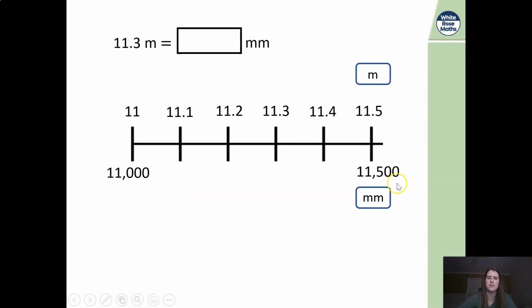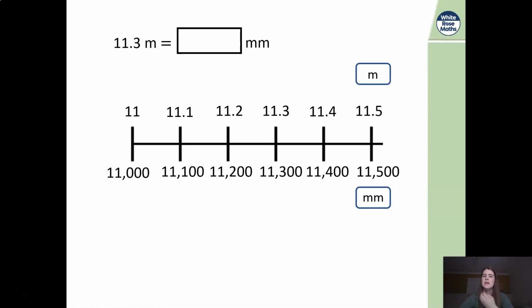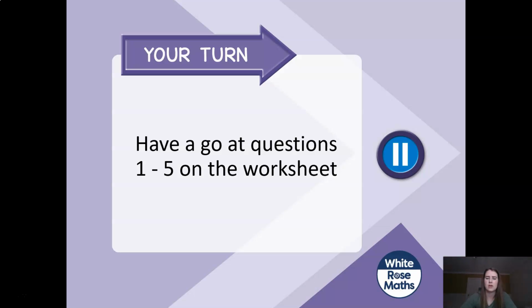So you think, well, how do we get from 11,000 to 500? Divide that by 5 is going to be 100. So each one is going to go up by 100. Okay, so now that we know that, let's have a look at where 11.3 is. We can see 11.3 there is the same as 11,300 millimetres. Easy peasy. Okay, now that you know that, have a go at questions 1 to 5. If you're stuck and need a bit of a recap, go back and pause the video towards the beginning so that you can see the number line there to help you. All right, but if not, pause the video, have a go.